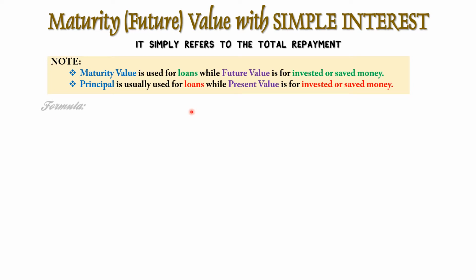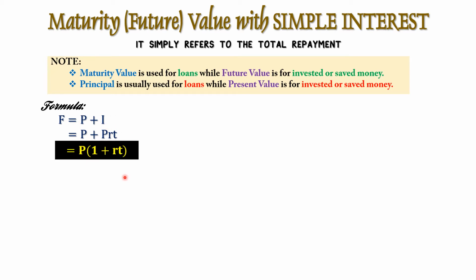Okay, let's proceed to the formula solving the maturity or future value denoted by capital letter F is equal to principal plus interest. Since meron na tayong formula solving for the interest, plug in lang natin siya dito. So we're gonna have P plus PRT, and then by factoring, ito na ang magiging equation. The new equation is equal to F is equal to P, quantity 1 plus rate times time. Okay, let's now proceed to some examples.